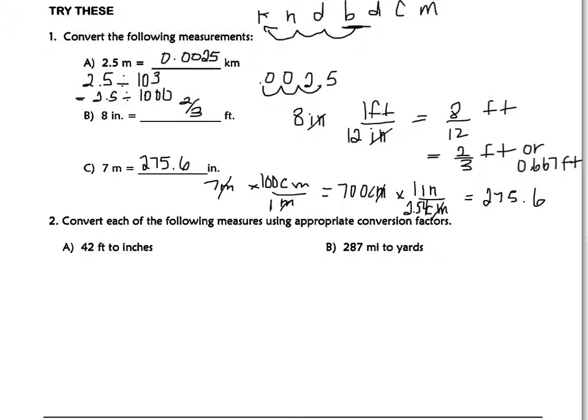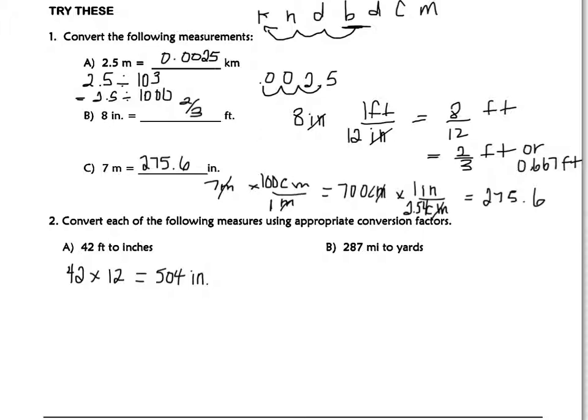Okay, question 2 is, again, using your conversion factors. So this one here, 42 feet to inches, that's pretty easy. This is just 42 times, every foot is 12 inches. So 42 times 12. That would be 504 inches.